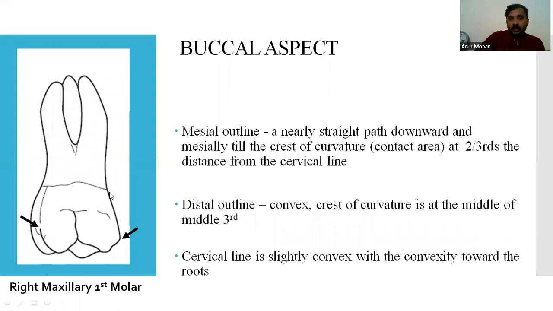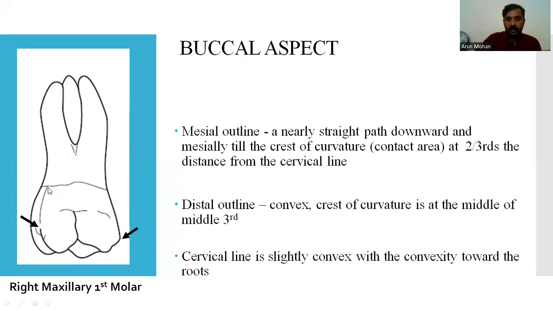Coming to the margins of the buccal aspect, this is the right maxillary first molar. The mesial outline is merely a straight path downwards till the crest of curvature, which is at about two-thirds of the distance from the cervical line, close to the junction of the occlusal third and middle third, more towards the occlusal third. Till that point it is almost straight.